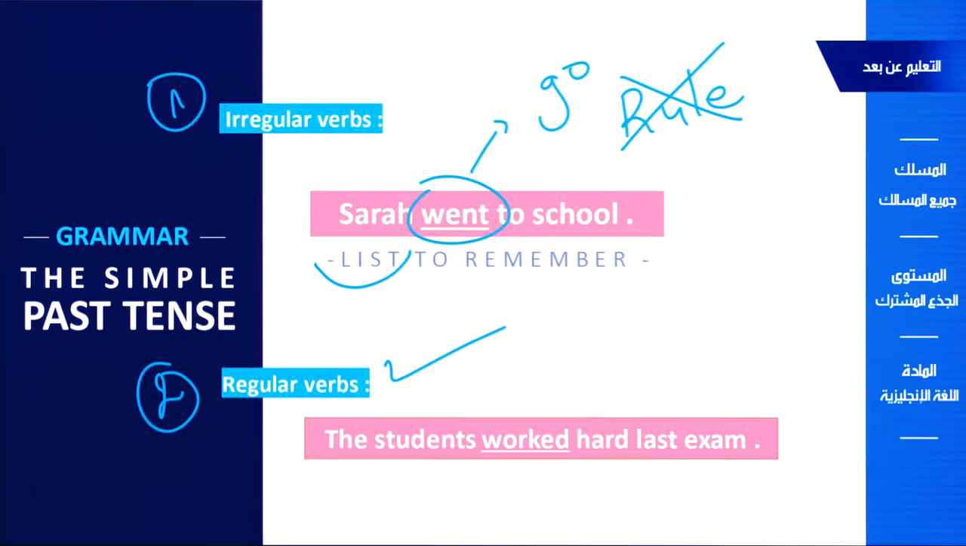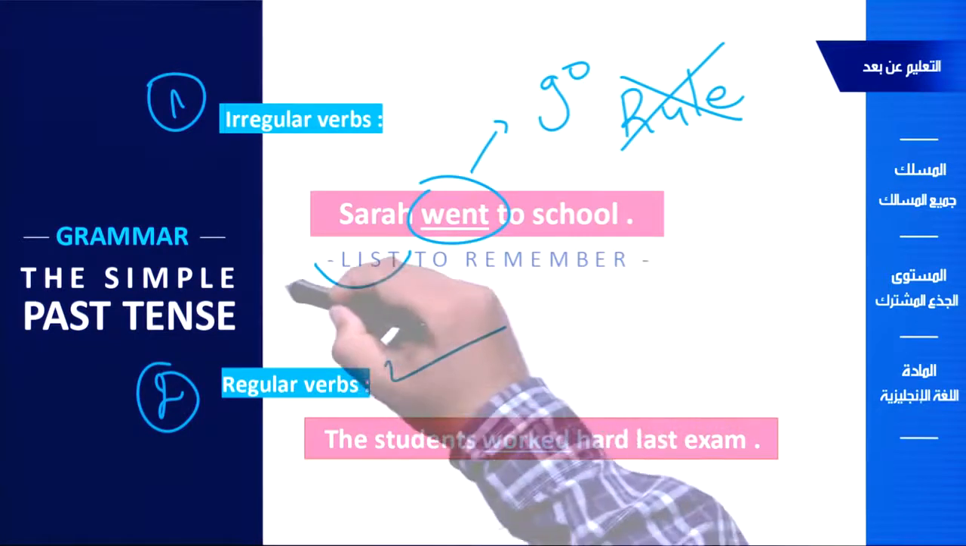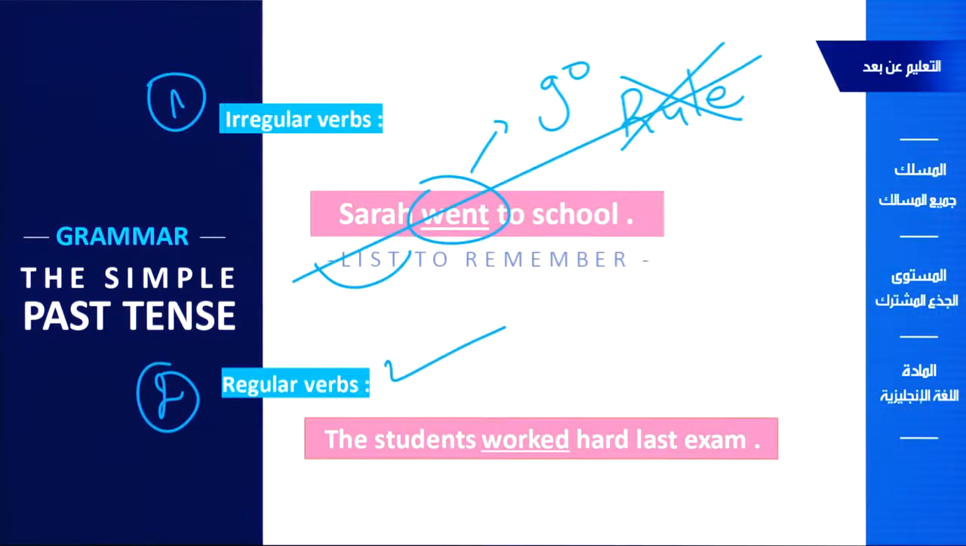In English, we have a list of verbs from infinitive to simple past to past participle, and we have to remember them by practice and by revision. Today we're not going to see all this part. We will focus just on regular verbs. These irregular verbs are another lesson.